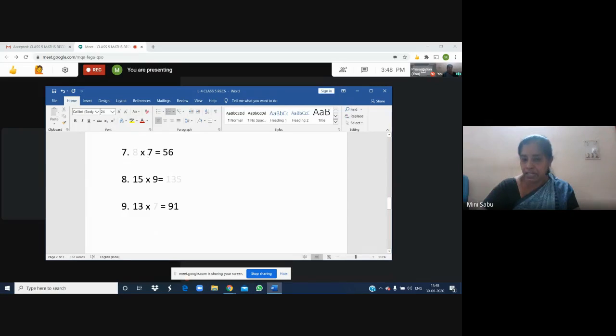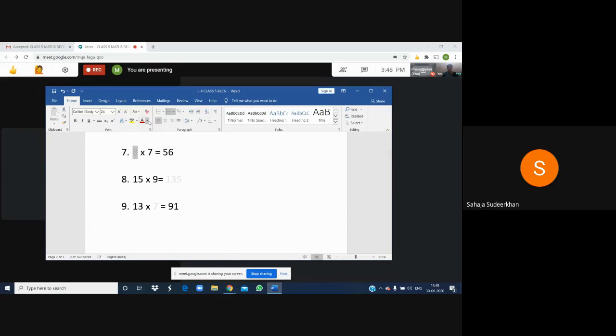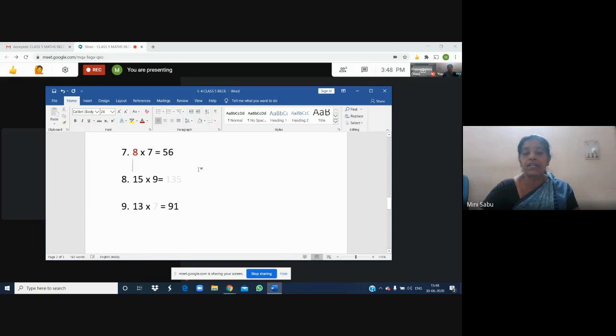7 5s are 35. 7 6 are 42. 7 7s are 49. 7 8s are 56. Is it not? Okay. And now 15's table. And all of you know 15's table, and usually you used to say 15's table is very easy. Okay. 15 10s are 150.